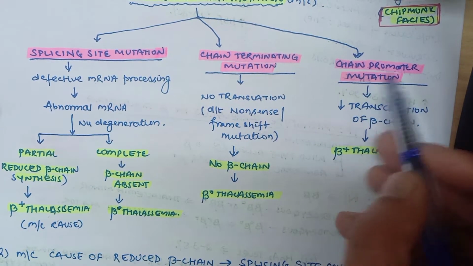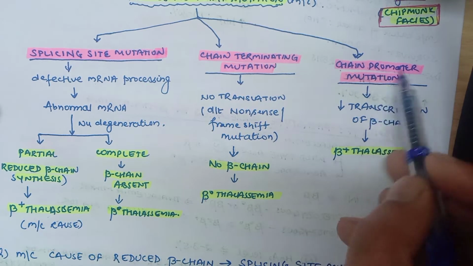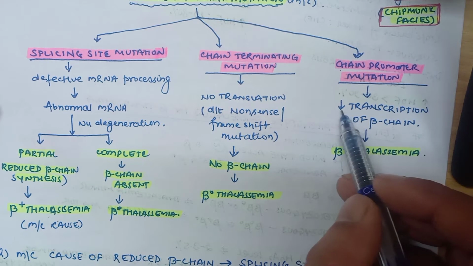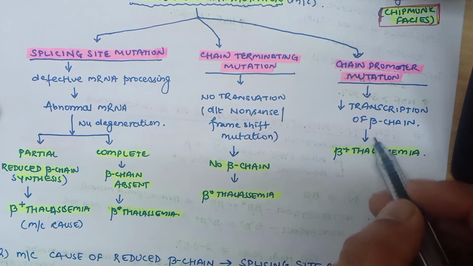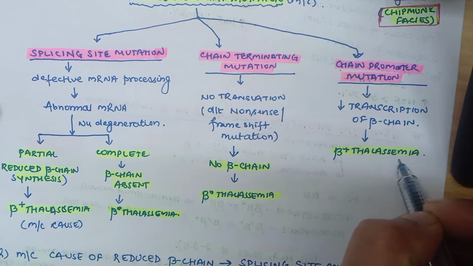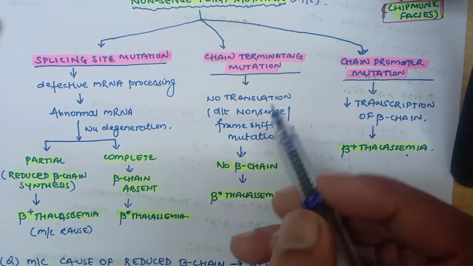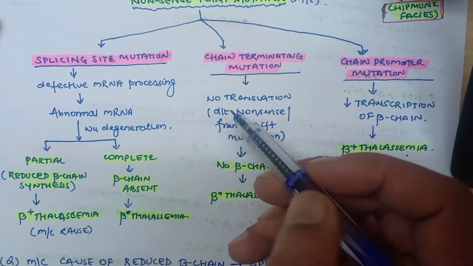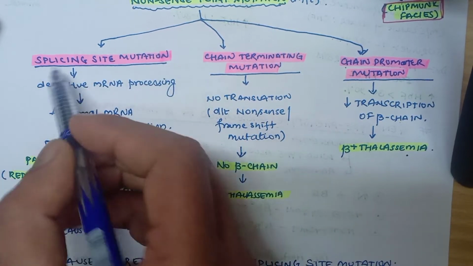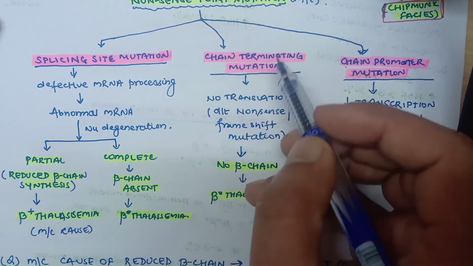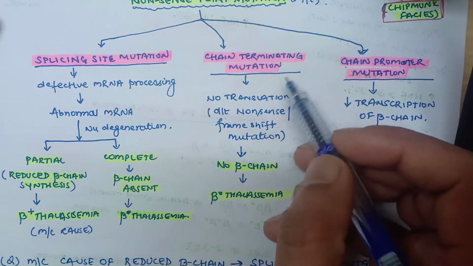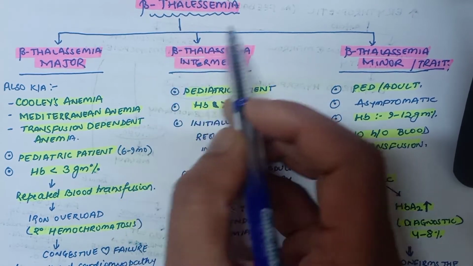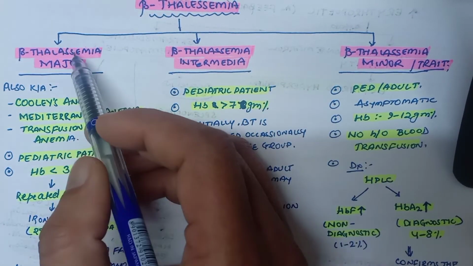Now coming to promoter mutation. This promoter mutation is due to decreased transcription of beta chain. There is decreased transcription of beta chain, which will result in beta plus thalassemia. Therefore, in a question, if they say most common cause of reduced beta chain, then it is splicing site mutation. And when the question says most common cause of absent beta chain, then it is chain terminating mutation. Now coming to different types of beta thalassemia, it can be of three types.